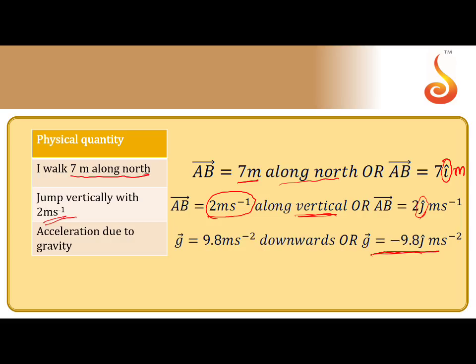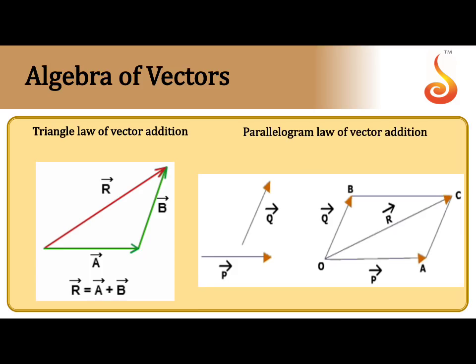Now we shall continue with vectors. Now we are going to speak about the algebra of vectors. Algebra means addition, subtraction and multiplication of vectors. When I add two vectors, let me take vector A and vector B. I want to add them.